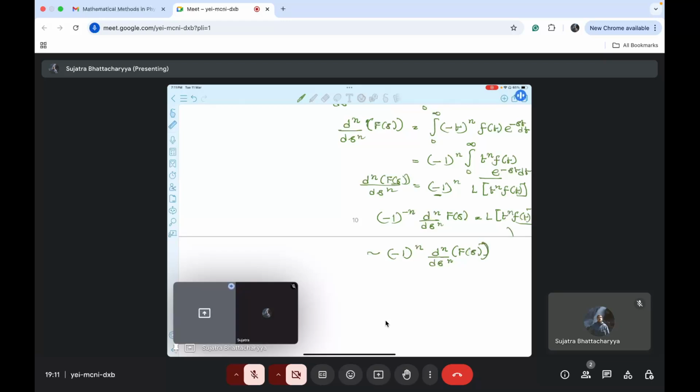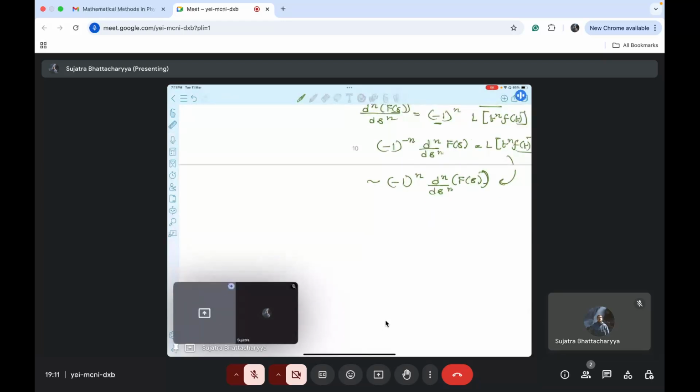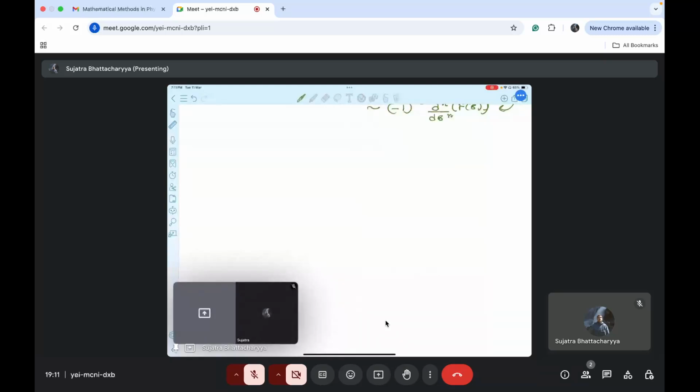Okay. So this is what you have. Fine. So this is what you call your property, the fifth property. Now we will solve some questions that will use these properties, and we will see how we can simplify the Laplace transform of certain things. So let's try out some questions.